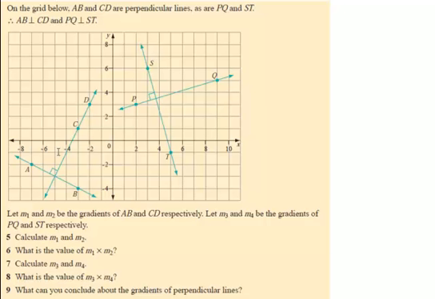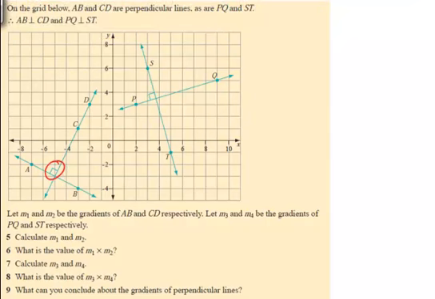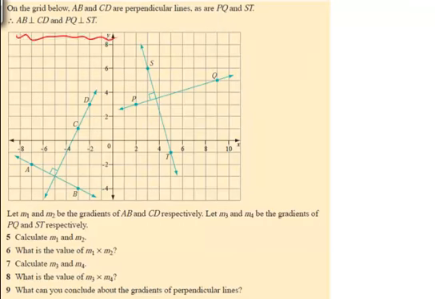Okay, on the grid below, AB and CD are perpendicular lines, as are PQ and ST. Just remembering that perpendicular lines are lines that meet at a right angle. This sentence here is using mathematical symbols. It says, therefore, AB, this symbol here means perpendicular, so AB is perpendicular to CD, and PQ is perpendicular to ST.